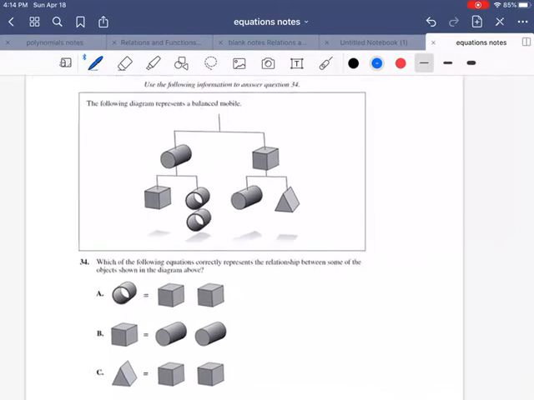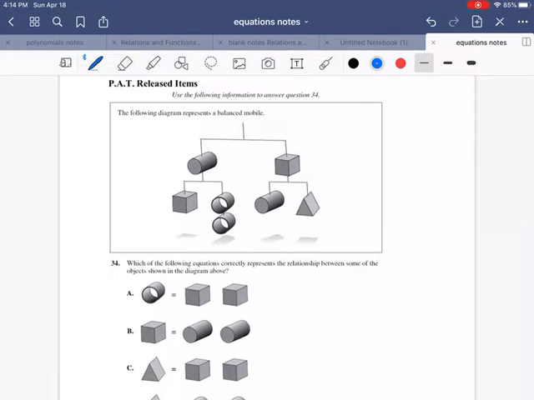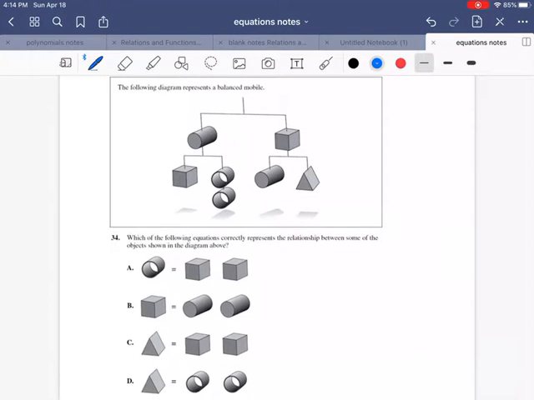Here's a PAT question. So this is a balanced mobile. And it says, which of the following equations correctly represents the relationship between some of the objects shown in the diagram below? So a mobile, we know that the left side equals the right side. Otherwise, the mobile would be kind of unbalanced, right? And you'd have stuff hanging off at an angle.